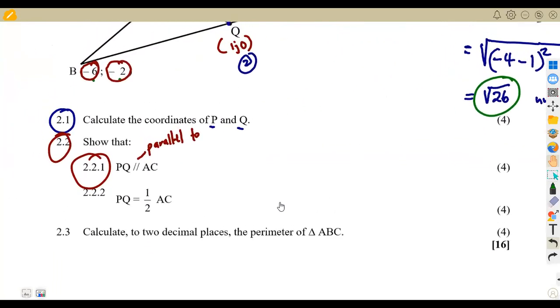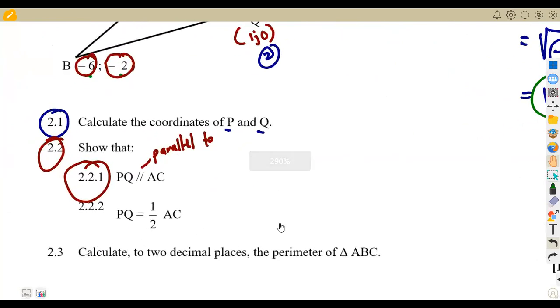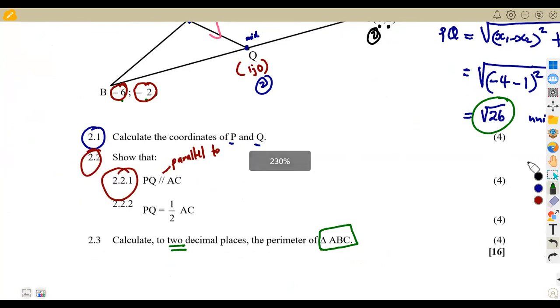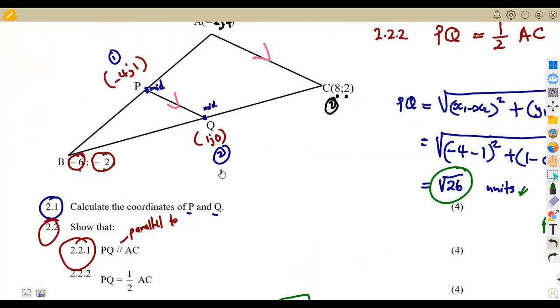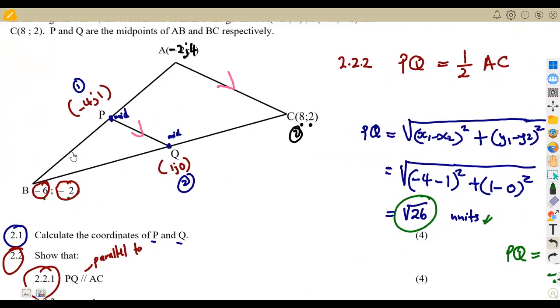Now they're saying here, calculate 2.3, calculate to 2 decimal places the perimeter of triangle ABC. All right, we need the perimeter in this case to 2 decimal places. An instruction that you're given, meaning to say we are going to leave our answers to 2 decimal places. The perimeter of triangle ABC, this is what we have. Triangle ABC, that is from A to B to C. We are actually referring to the wall of this triangle.